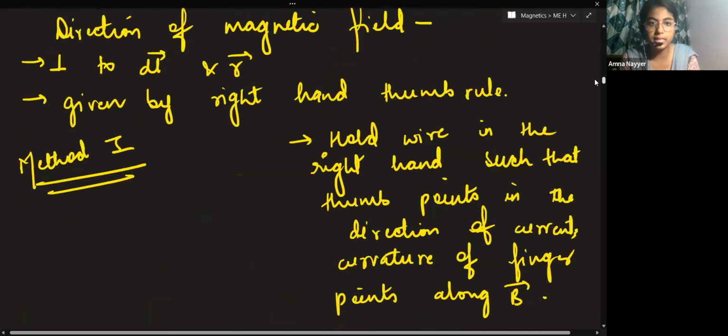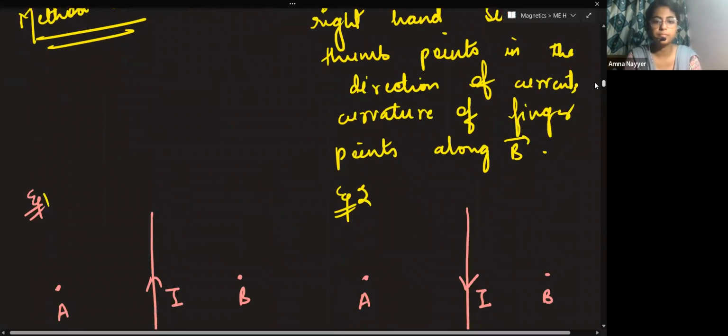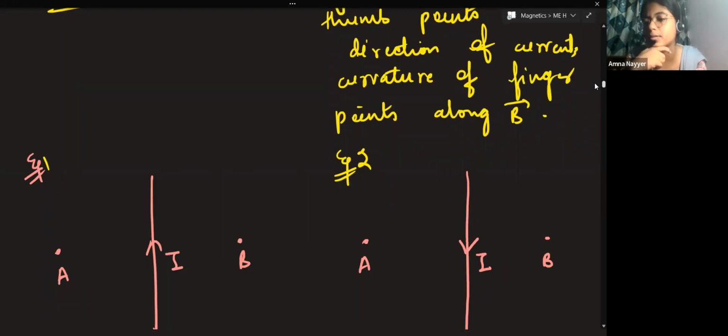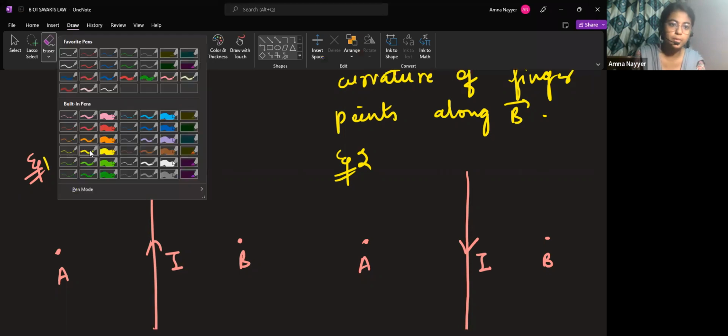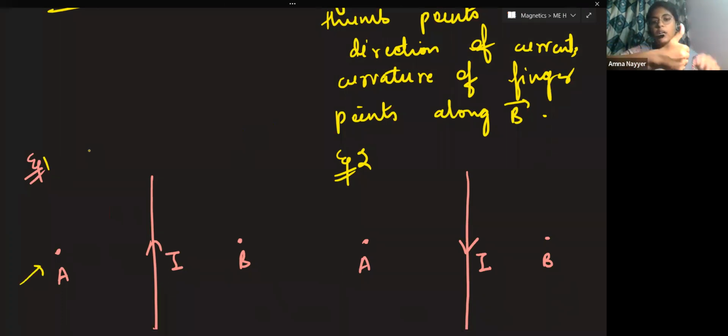Let's quickly revise the direction. If you have a wire with you, if you hold a wire, two methods we had discussed for the direction. The first method said that you place your thumb along the direction of current. Class, pay attention to example 1, point A. Here, current is flowing upwards. If you keep your thumb in the direction of current, this will be the direction.